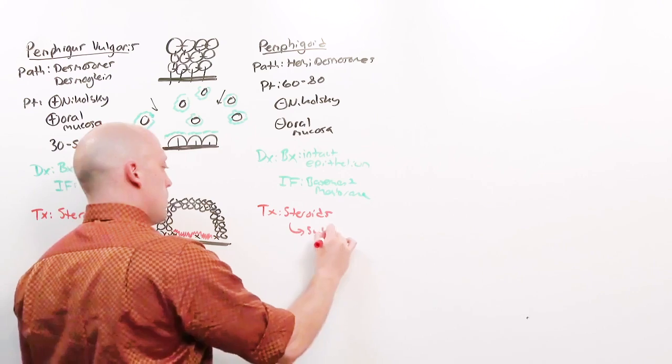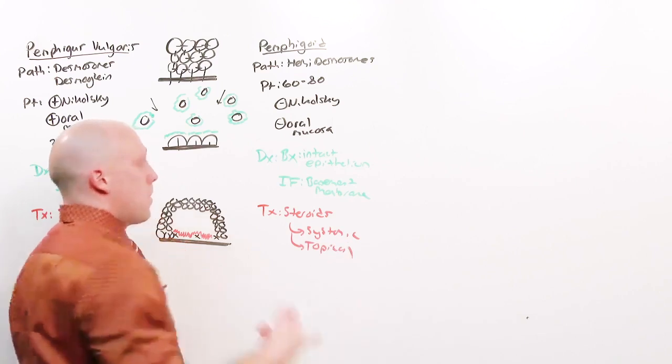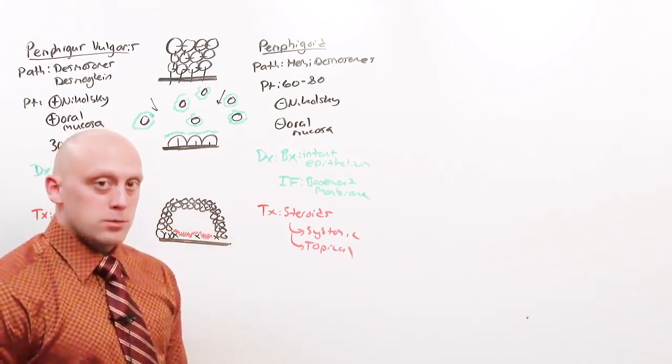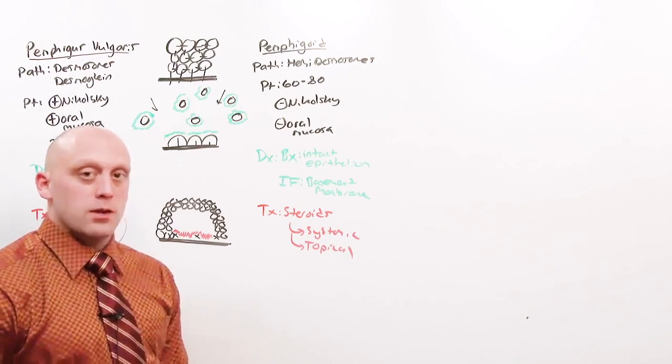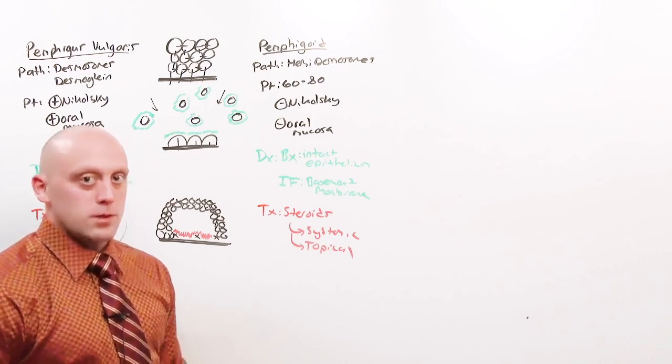Systemic if it's widespread, or topical if it's local. Pemphigoid: older people, 60s to 80s, non-life-threatening, no Nikolsky sign, no oral mucosa involvement. Biopsy it, give them steroids.